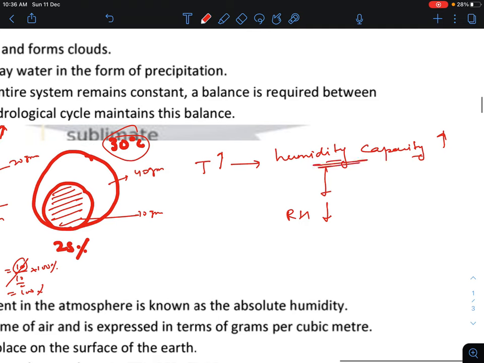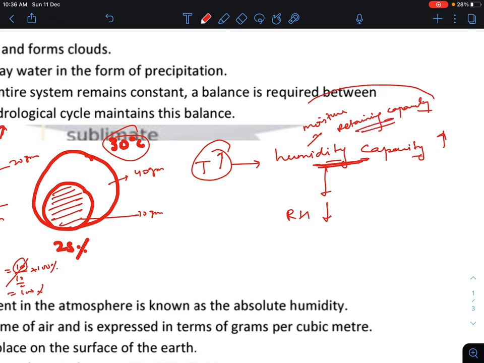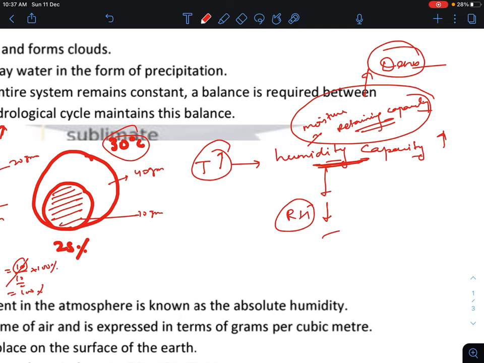Humidity capacity means what? That is water holding capacity, or the air's moisture retaining capacity. Once again, listen please: if we increase the temperature, then the humidity capacity, or the moisture retaining capacity, is going to increase. It means that we are increasing the denominator part. If the denominator part is going to increase, then the RH value is going to decrease. Okay.